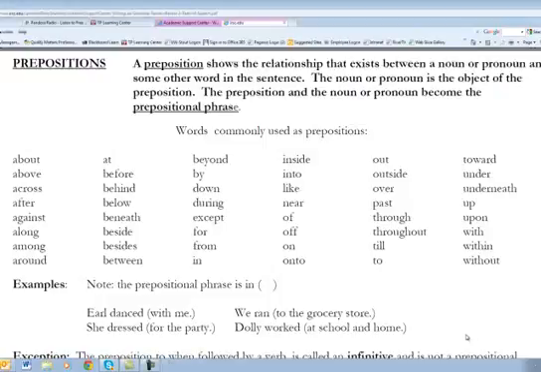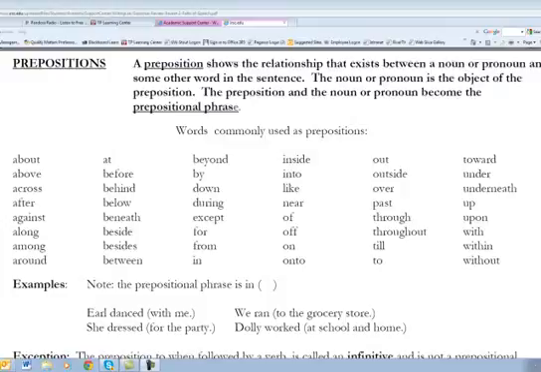This video is going to help you identify prepositions within sentences. A preposition shows the relationship that exists between a noun or pronoun and some other word in the sentence. The noun or pronoun is the object of the preposition. The preposition and the noun or pronoun become what's called the prepositional phrase.